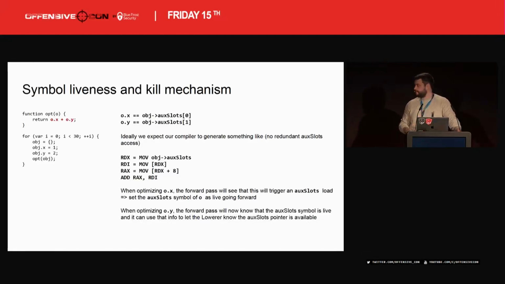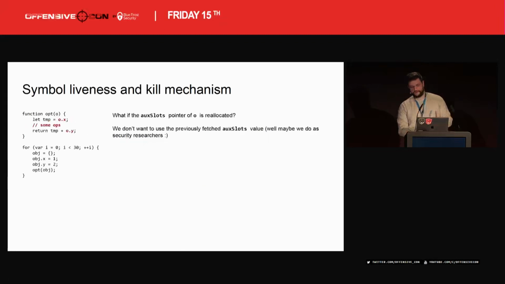When it optimizes the property access of o.x, it will see that the access triggers an aux load, and will set the symbol associated with it as live going forward. What that allows the JIT compiler to do is, when it treats the next instruction, it will look at whether that symbol is live or not. Since it's live, it knows, okay, I don't have to reload it. The thing is live, I can use it, it's valid at this point.